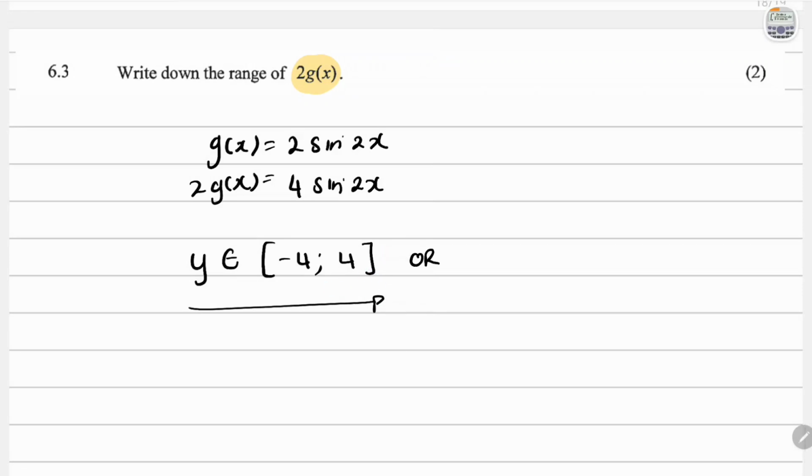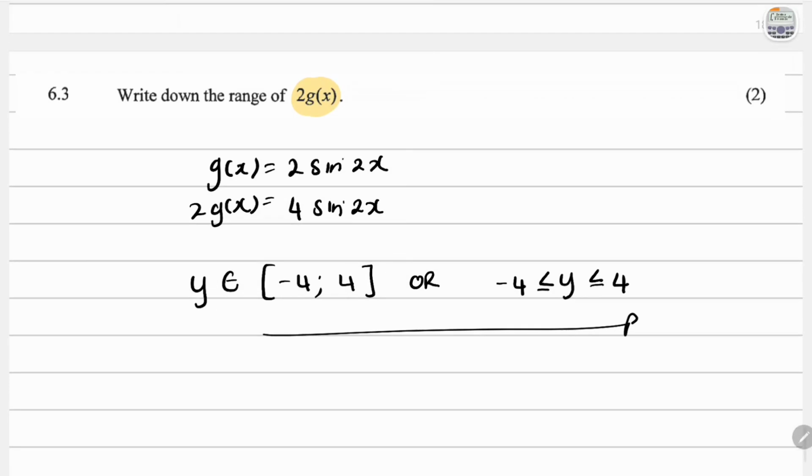You could have also chosen to write this in set builder notation. So there you will say y is greater than or equal to negative 4, because that's really what it's doing. It's going from negative 4 to positive 4. So the lowest value is negative 4, meaning y is greater than or equal to negative 4, but less than or equal to 4. So that's another way that you could have written that. So that is the answer to that question.